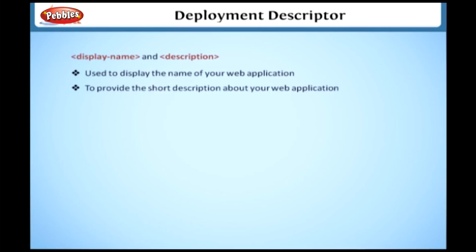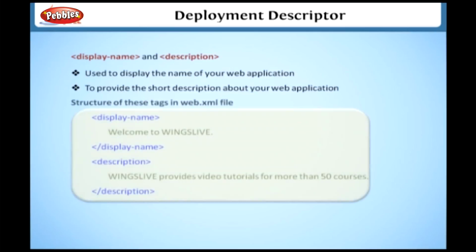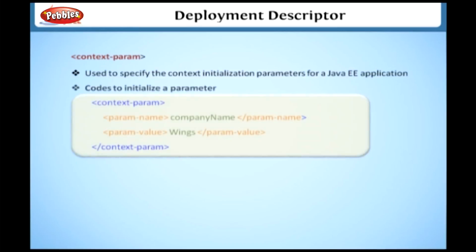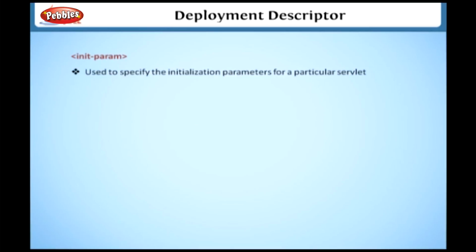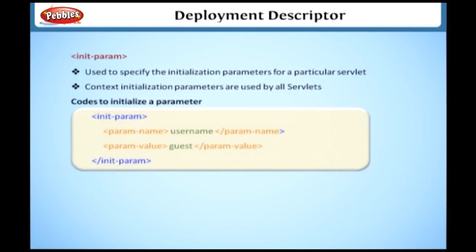Display name and description. These tags are used to display the name of your web application and to provide a short description about your web application. Here is the structure of these tags in the web.xml file. Context param. It is used to specify the context initialization parameters for a Java EE application. Here we see the code for how to initialize a parameter. Init param. It is used to specify the initialization parameters for a particular servlet, but the context initialization parameters are used by all servlets. Here we see the code to initialize a parameter.